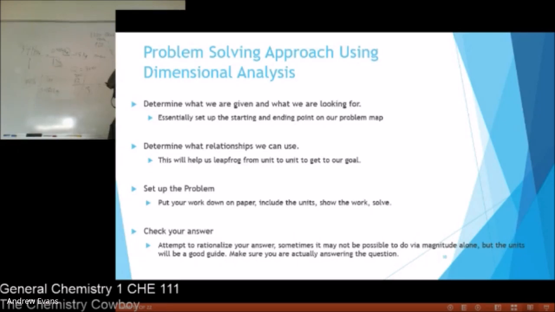Then the final thing, this is the thing that most people skip, and that's fine. But check your answer. Does this sound reasonable? Is this a reasonable sounding result? Does the magnitude sound right? If I divided a big number by a big number, did I get a larger number? That's a dead giveaway.